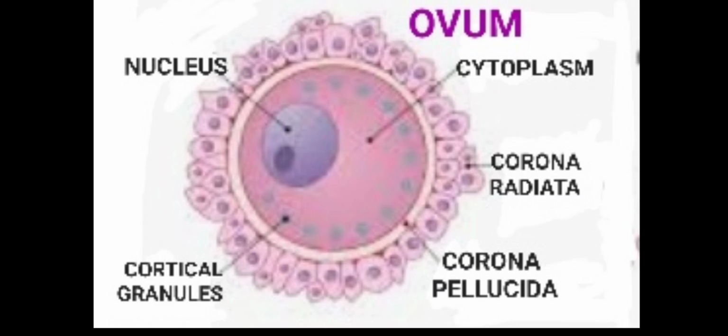The ovum is a large cell in the human body, typically visible to the naked eye when mature. It measures approximately 120 micrometers. If we speak in inches, it is 0.0047 inches in diameter. The living content is called the ooplasm.